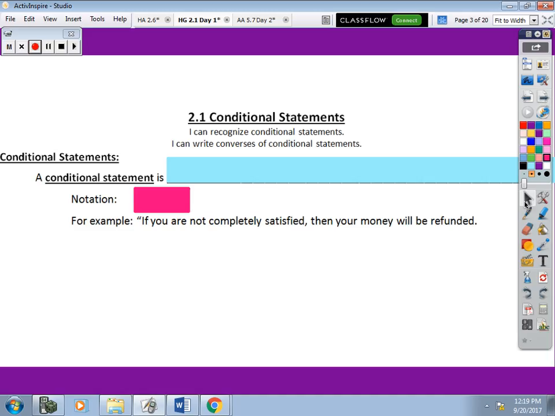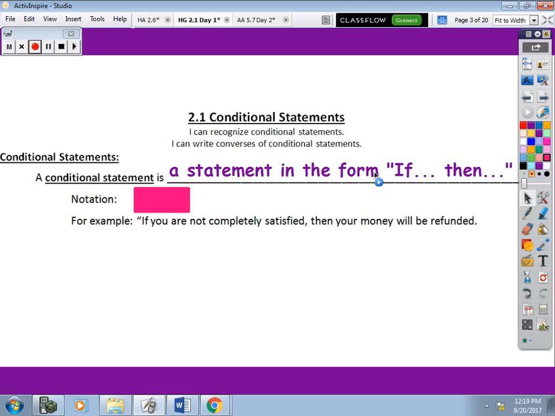So the first vocabulary word is a conditional statement. A conditional statement is a statement that is in the form if something, then something. So if ... then ... And you'll fill in words or phrases between those dots. The notation is an arrow. P arrow Q stands for an if-then statement. P would be the hypothesis part we'll talk about in a second, and Q is the conclusion.